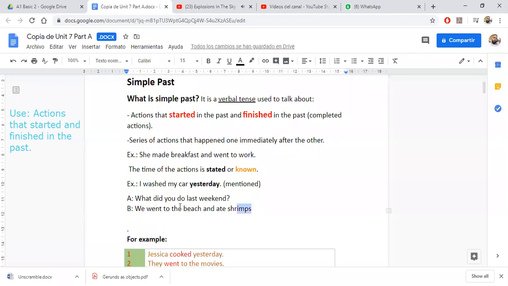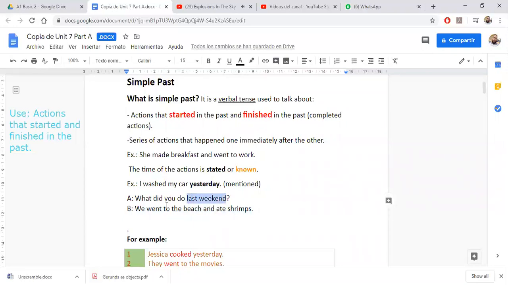So what happened? In this sentence, remember all of this can happen in a conversation, okay? Not just sentences like that. It's because they are in a conversation. So, what did you do last weekend? We went to the beach and ate shrimps, period. So what happens with this conversation? This sentence doesn't have a time expression because it's not necessary. The time expression was used by the other person.